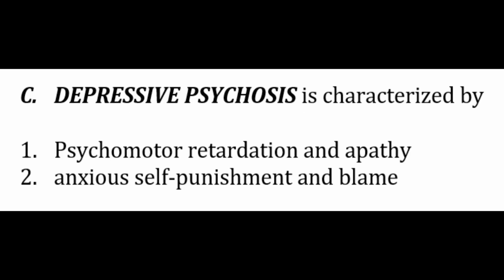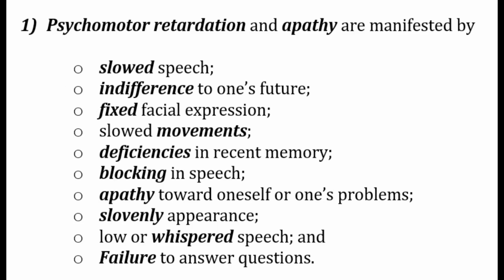Now let's discuss the third type of psychosis, which is depressive, which is characterized by psychomotor retardation and apathy, and second, anxious self-punishment and blame. Now, psychomotor retardation and apathy are manifested by the following: slowed speech, indifference to one's future, fixed facial expression, slowed movements, deficiencies in recent memory, blocking in speech, slovenly appearance, whispered speech, or even failure to answer questions.